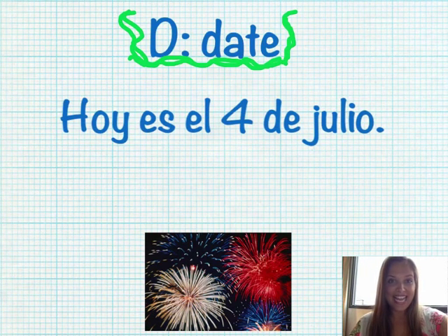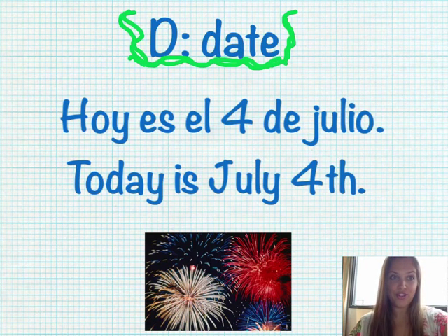For D and date, an example would be Hoy es el 4 de julio. And that means today is July 4th. So remember, for dates, we would use es. Hoy es el 4 de julio.